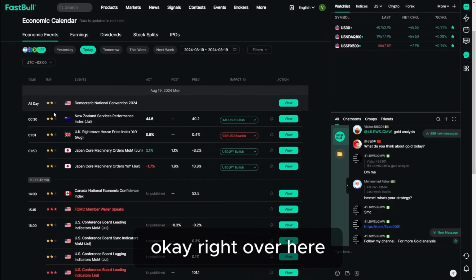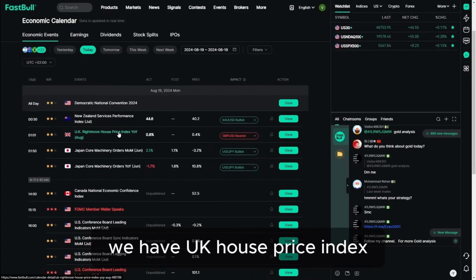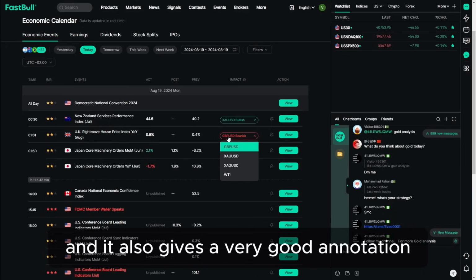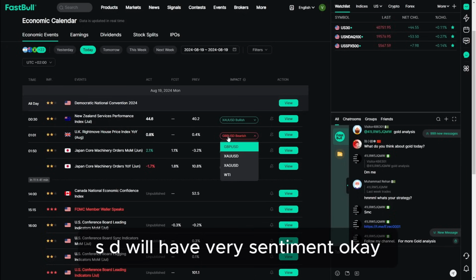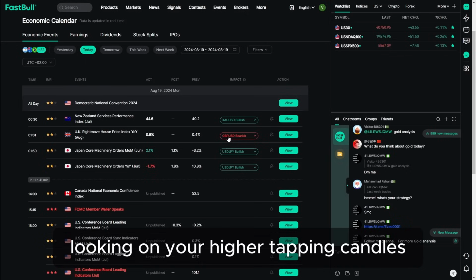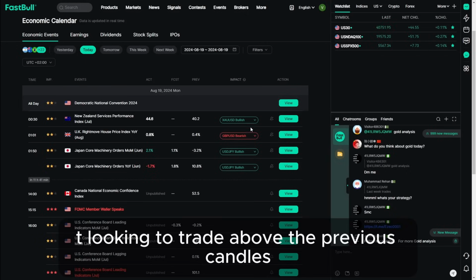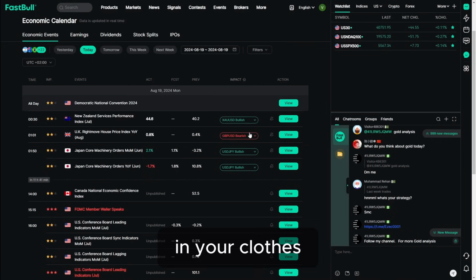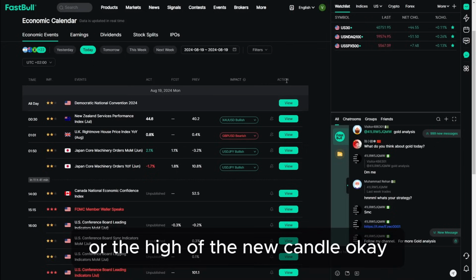Right here, you can see that on this specific day, we have the UK house price index, and it also gives us a very good annotation that there's a high chance that on GBPUSD we will have bearish sentiment. So on that specific day, you'll be looking on your higher time frame candles for a bearish CIT, looking to trade above the previous candle's close and trading into the high of the new day, or the high of that new candle.